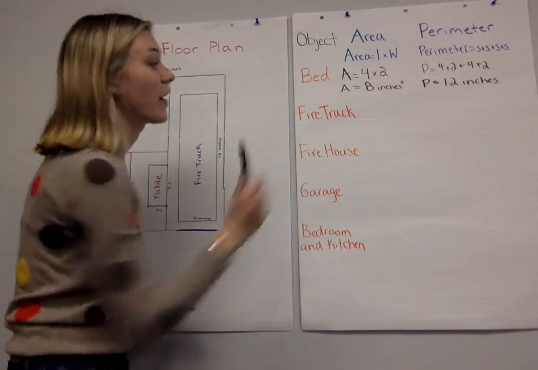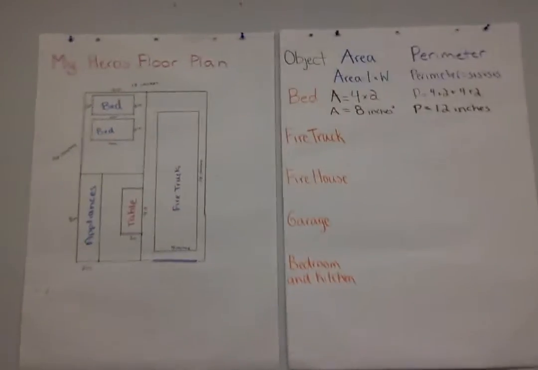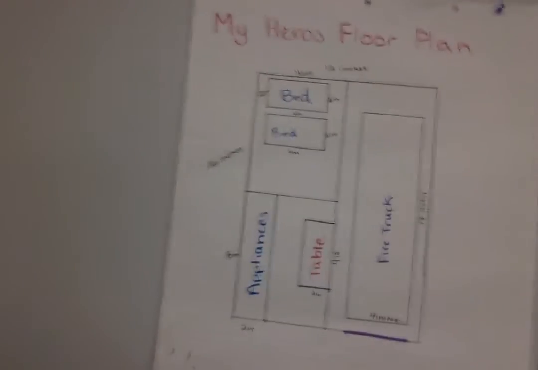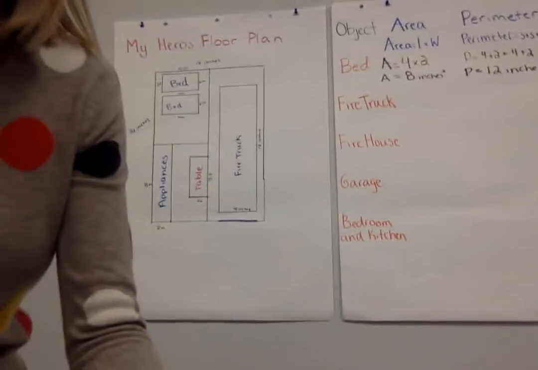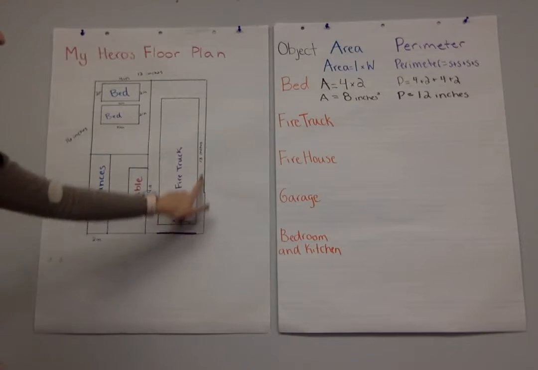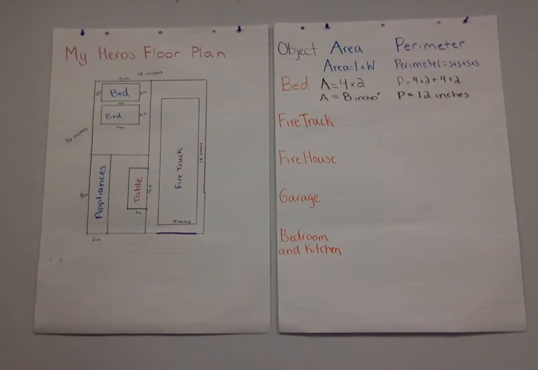It wants us to find the fire truck. Who can find the fire truck on my floor plan of the firehouse? That big, long, skinny rectangle is our big fire truck. And it says it's 4 inches by 13 inches. Does anyone know what I should write to find my area?